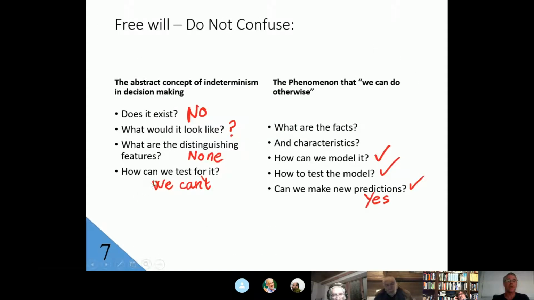It has no distinguishing features. It doesn't exist. What would it look like? Well, we don't know what it would look like. There's no test for it. It doesn't have any distinguishing features. We can't test for it. Now the phenomenon is completely different. Can we model it? Yes, I'm going to model it. We're going to see that later, whether you like it or not. And we're going to test the model, and we're going to make new predictions. And if you start confusing the phenomenon with the abstract concept, you're getting a right muddle of asking the wrong questions or going in a circular argument.